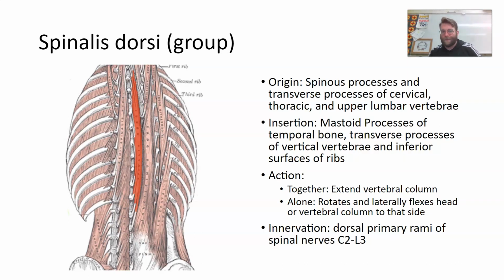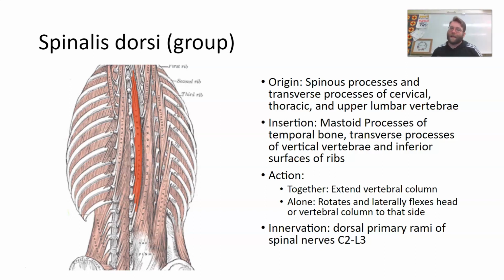The spinalis dorsi, again, spinalis means spine, dorsi referring to the back, so that's like your back spine muscle. The spinalis dorsi is going to start at the spinous processes and the transverse processes of all your cervical, thoracic, and the first 2 or 3 lumbar vertebra. It doesn't go down to the lumbar or into the sacral vertebra.